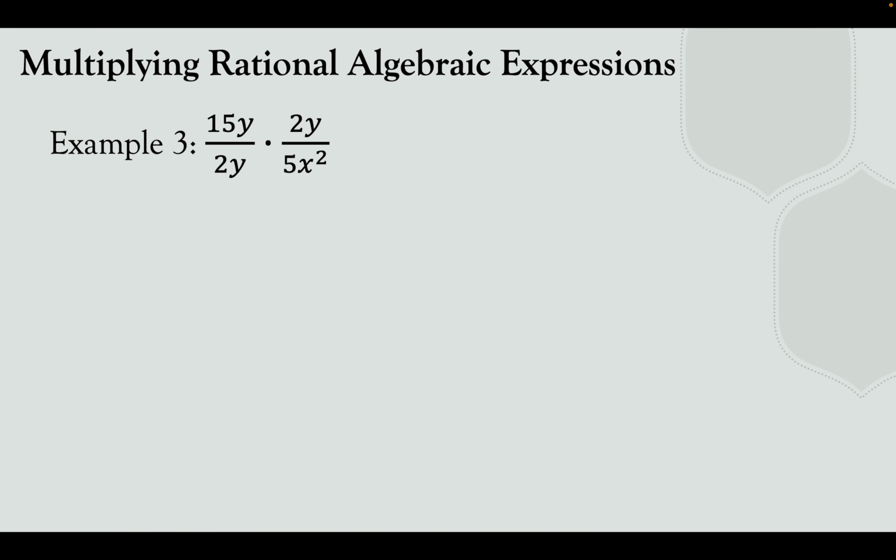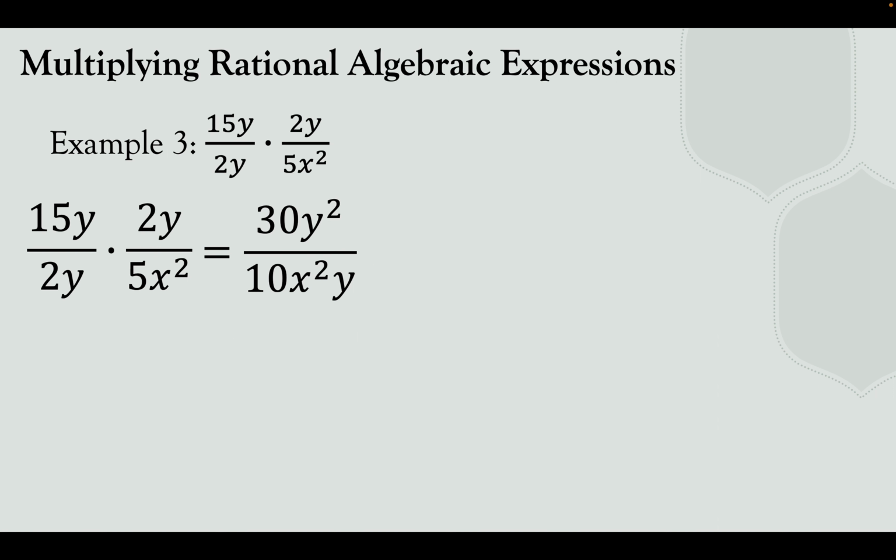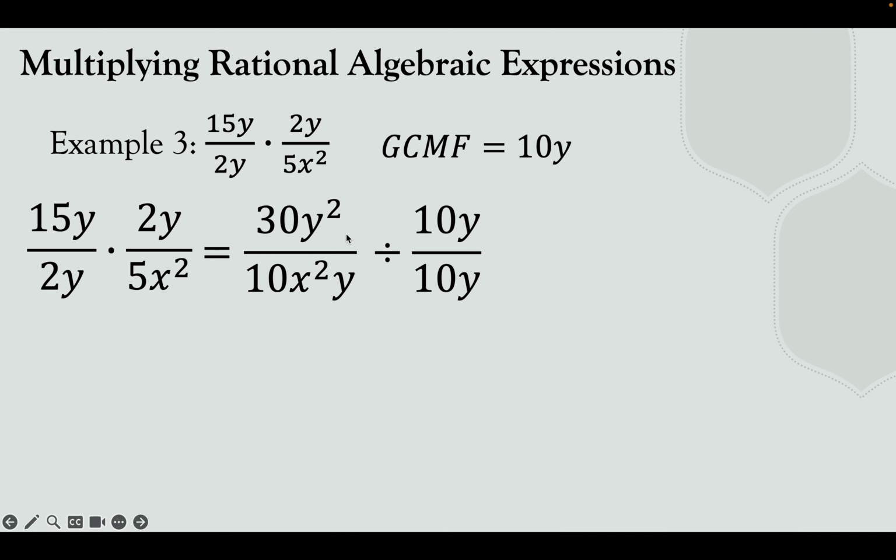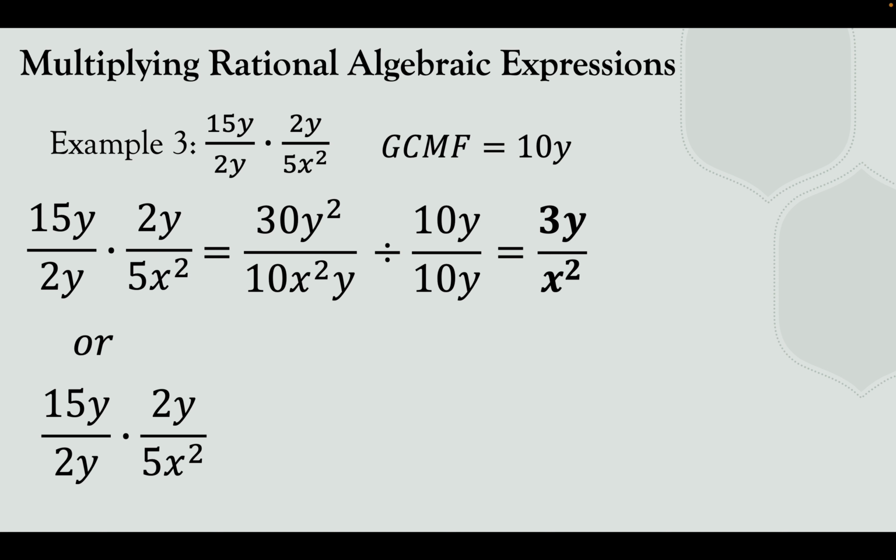Next, we have example number 3, 15y over 2y times 2y over 5x squared. So, multiply numerator by its numerator, 15y times 2y is 30y squared. 2y and 5x squared, we have 10x squared y. Their GCMF is 10y, so we need to divide both numerator and denominator by its GCMF. That is 10y. 30y squared divided by 10y, we have 3y. And then 10x squared y divided by 10y is x squared. Or, no, there is another way, no?